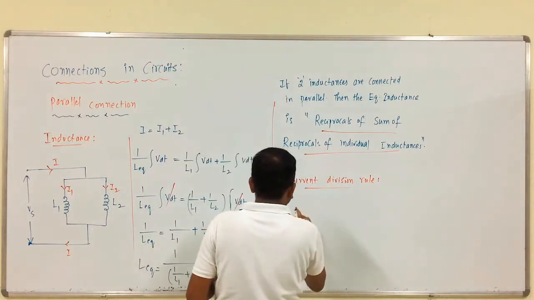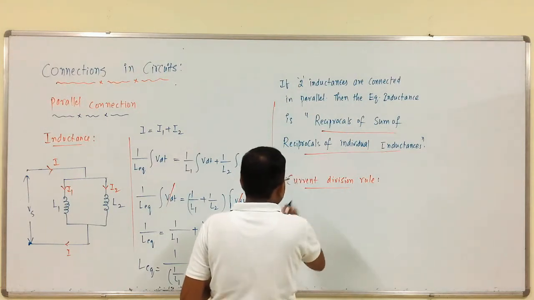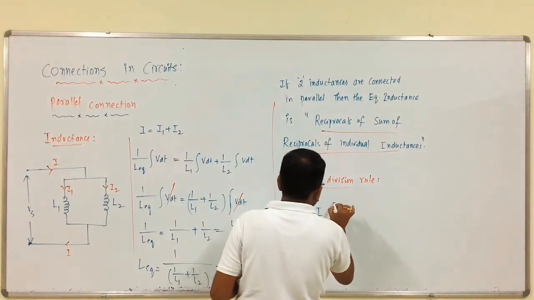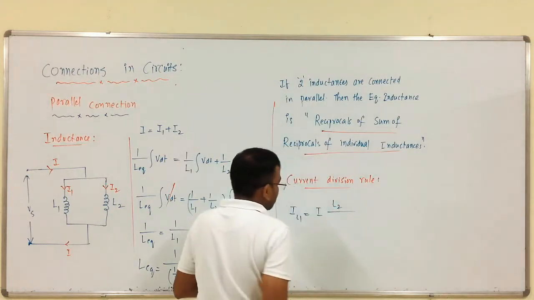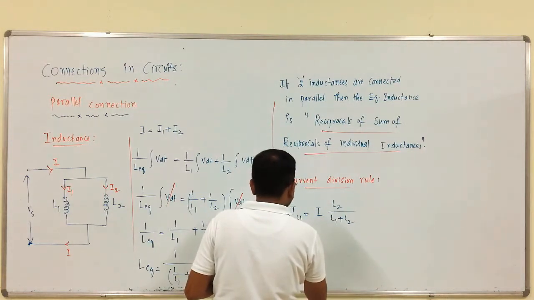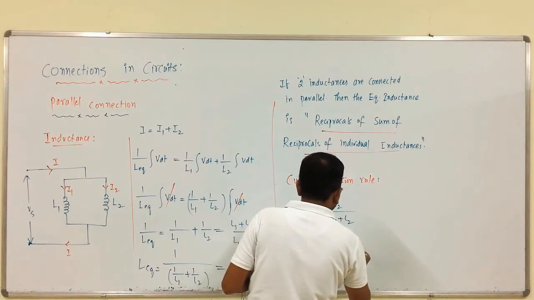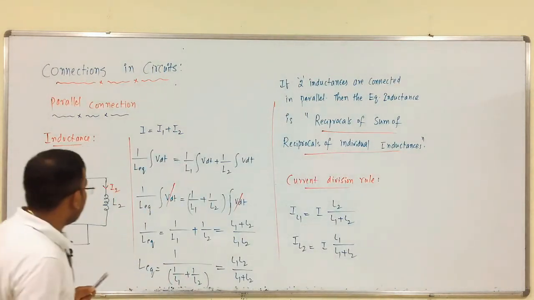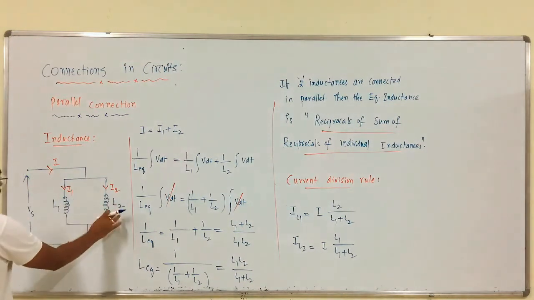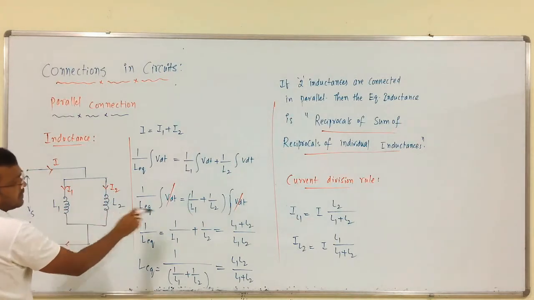That is, the current through L1 is nothing but current division, right? I L1 is equal to the total current into the opposite branch inductance by the total inductance. I L2 equals I into L1 by L1 plus L2, that is it. To calculate the current through this branch, consider L2 by L1 plus L2, and I L2 is equal to L1 by L1 plus L2.